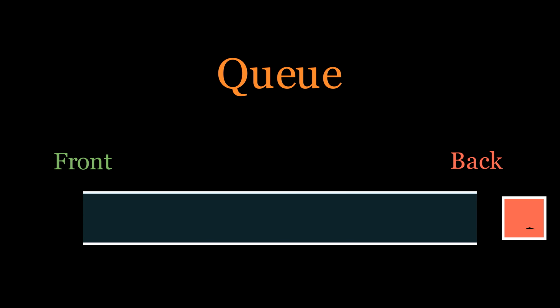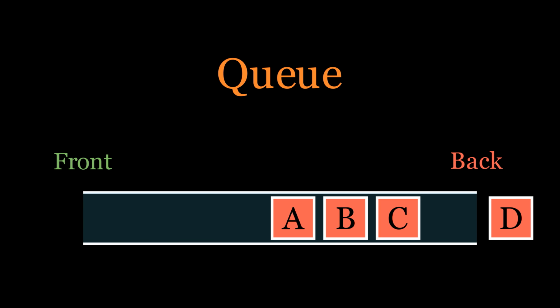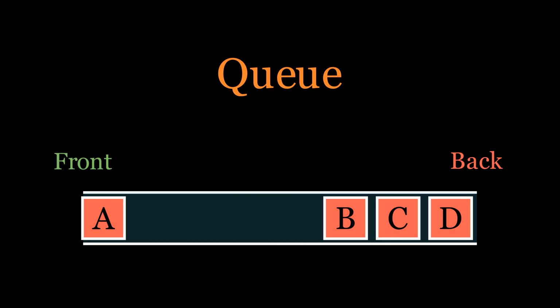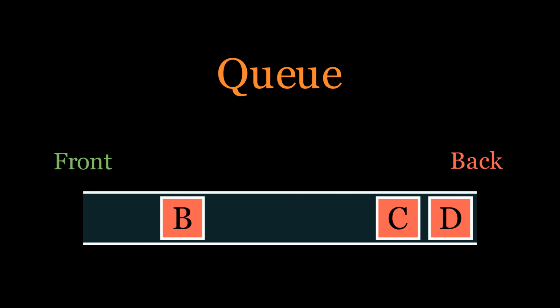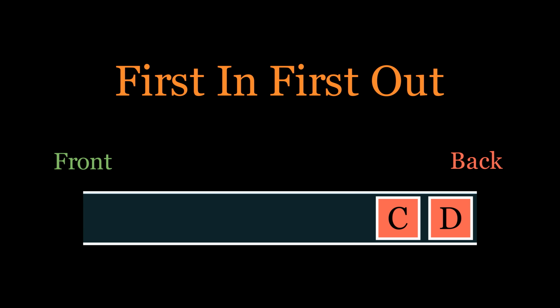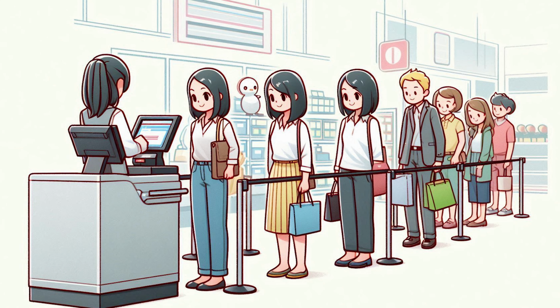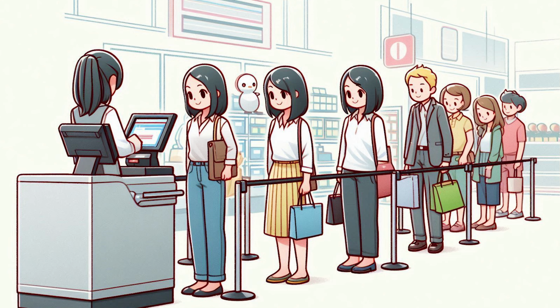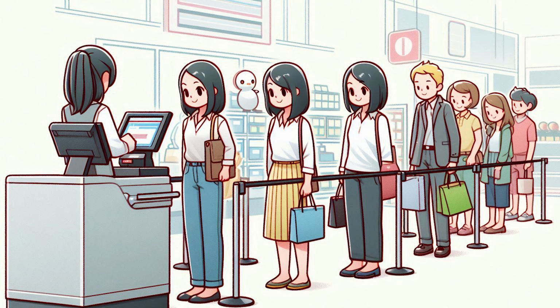A queue is an abstract data type where elements are inserted from one side, known as the rear or back, and are removed from the opposite side, called the front. It operates on the first in, first out principle. You can think of it like a queue at a market checkout. The person who arrives first will be served first.